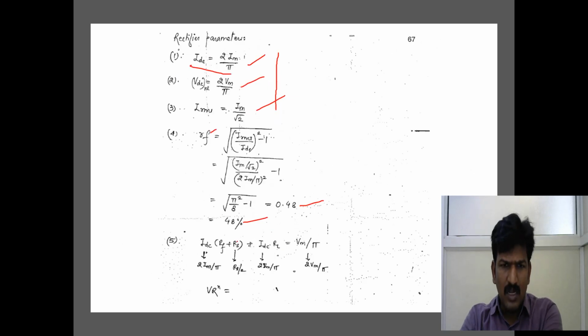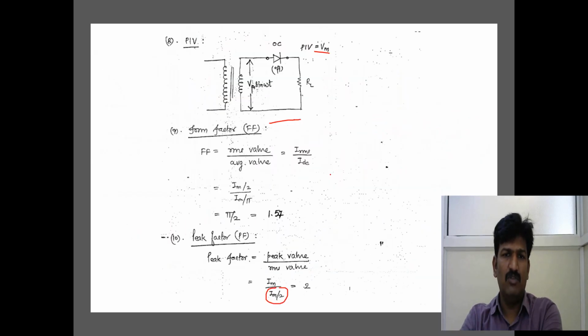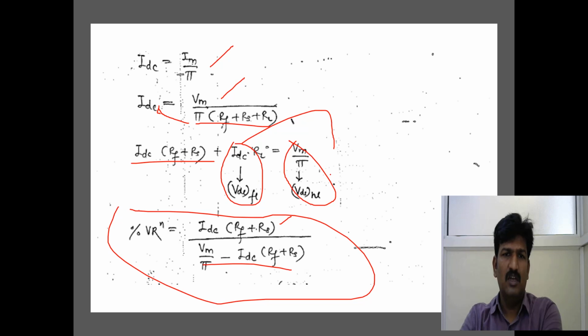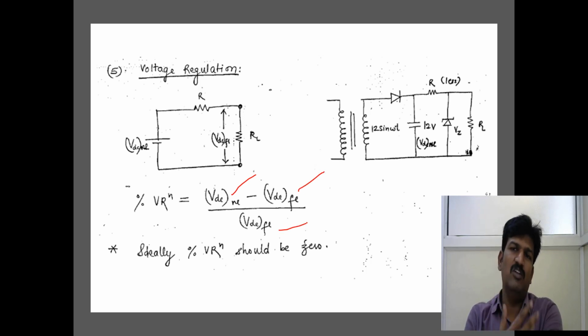Then you can understand that RS is a series resistor by 2. Now IDC is equal to Vm by pi, you can write here. Then how do we write the voltage regulation? You just have to apply the same formula that we have taken for voltage regulation, like you know: VDC no load minus VDC full load, divided by VDC full load, that is the voltage regulation.